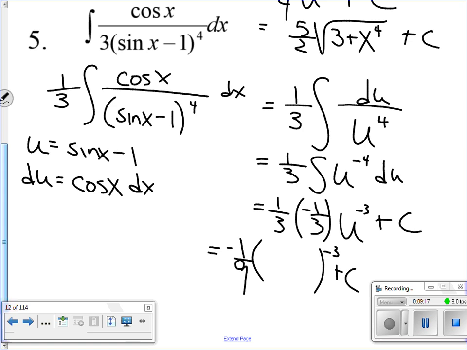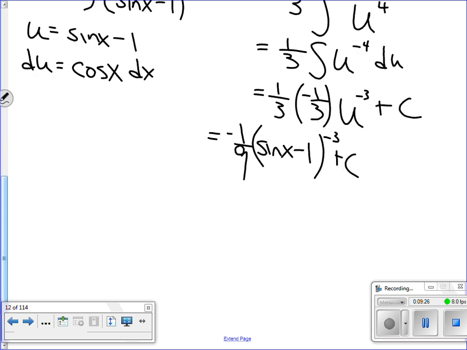And u is sine x minus 1, sorry. And you could rewrite that if you wanted to write it without a negative exponent. You could also write this as negative 1 over 9 times (sine x minus 1) cubed, plus c. That'd be up to you. You ready? Next.